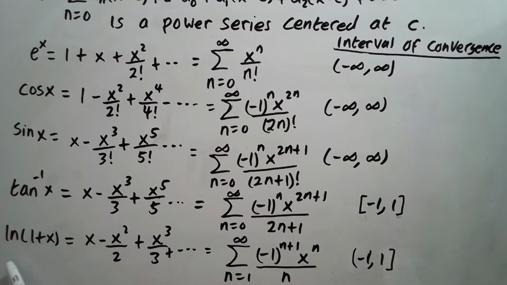And the last one I have here, the ln of 1 plus x, that's going to be x minus x squared over 2 plus x cubed over 3. In summation notation, it would be negative 1 to the n plus 1, x to the n over n. And that's also just defined between negative 1 and 1. Okay, so there are other important ones too, but these are the main ones from Calculus 2. Alright, so let's continue. I'm out of space here, so let me erase a few things and I'll keep going.